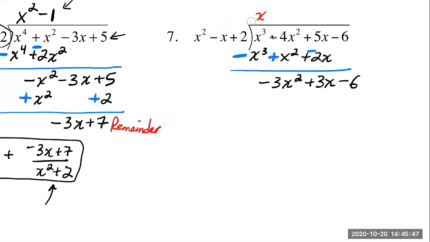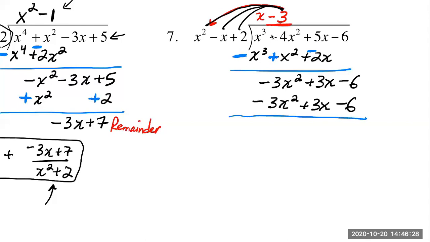Next, we want to know what value should I write here. So something times x squared gives us negative 3x squared. So that sounds like we need to multiply by a negative 3. Negative 3 times x squared, that gives us negative 3x squared. Multiplying those, and multiplying these, that would be a plus 3x. And then multiplying these, that would be a negative 6.